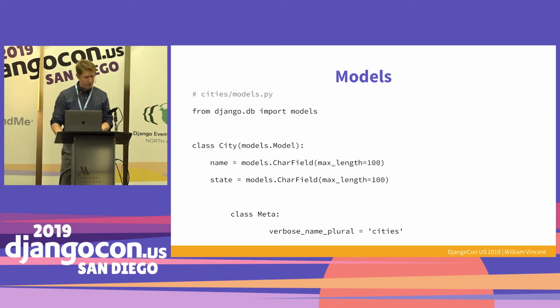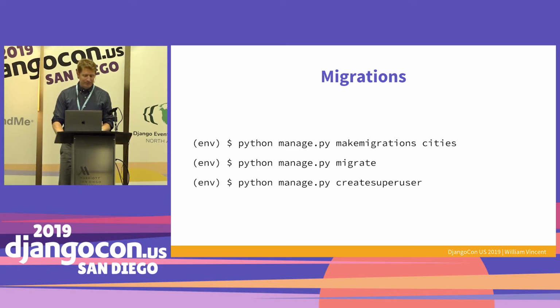Okay, models. This is a very basic model. We just have name and state. I've added a meta class because by default, Django will just toss an S on it to make it plural. So cities with an S is wrong. There's a lot of different ways you can configure meta. This is one of them. So I suggest you look into meta if you haven't.